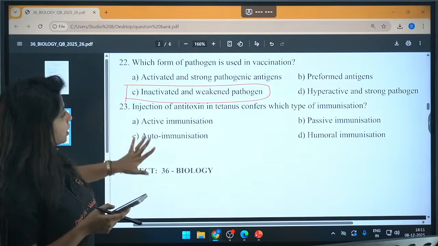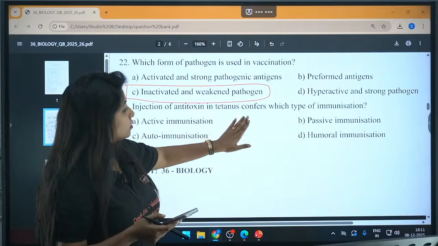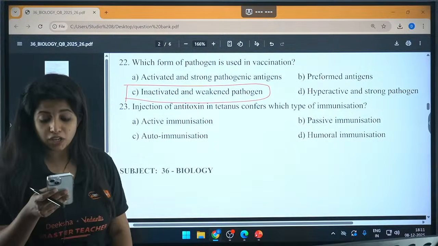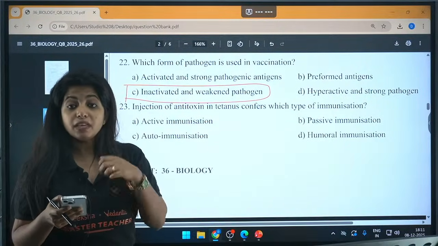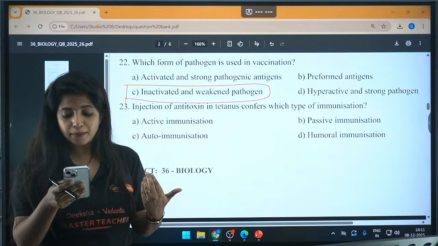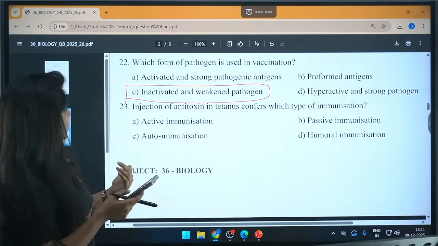Going ahead with the 23rd question. Injection of antitoxin in tetanus confers which type of immunization? Whenever I am giving an antitoxin in tetanus, what type of immunization happens over here? Try to solve this, 23rd question.